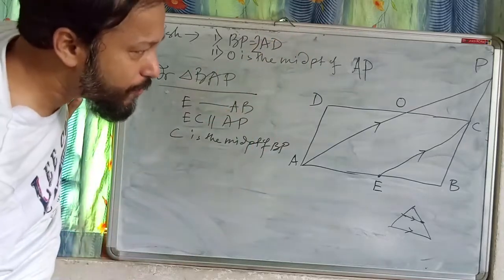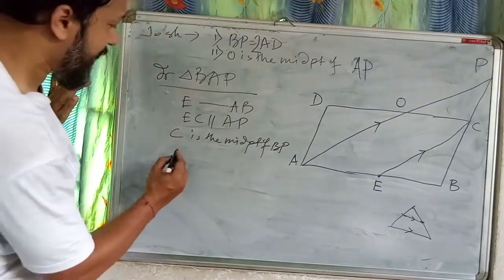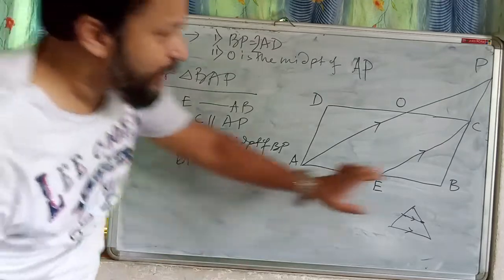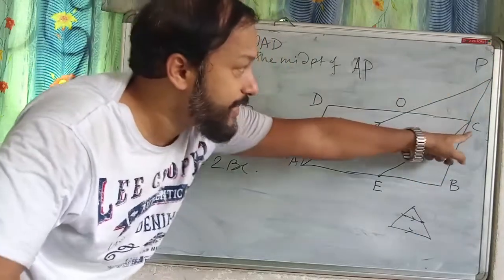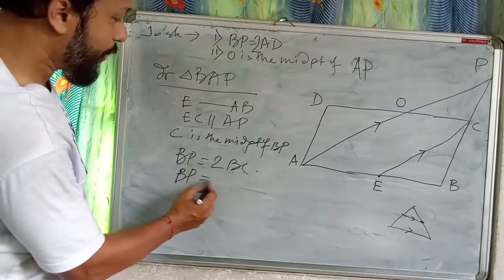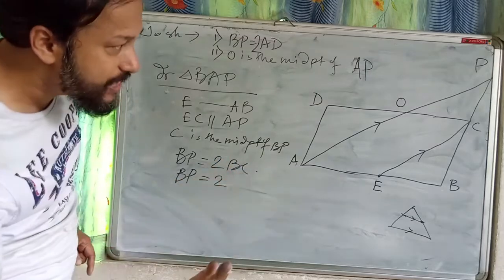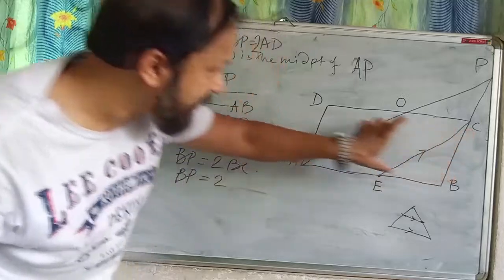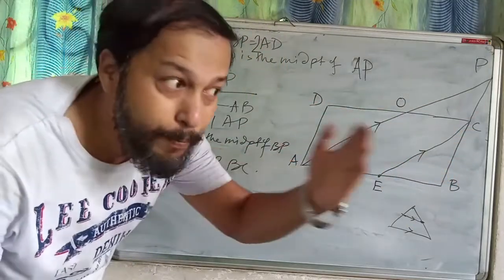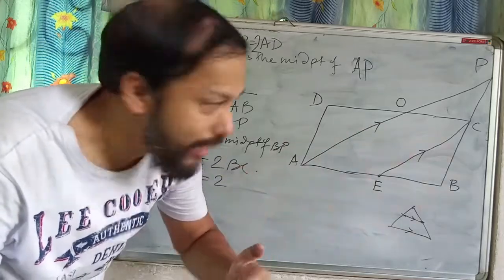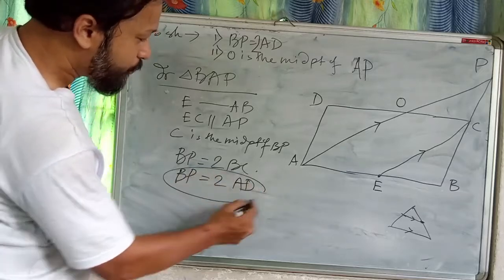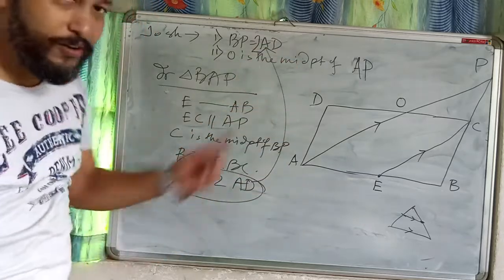Since C is the midpoint of BP, I can say that BP equal to 2BC, the double of BC is BP. Now what is BC? BC is AD. Why? Because it's a parallelogram and the opposite sides of a parallelogram are equal. So BC equal to AD, so instead of BC I can write AD. So first one is proved.